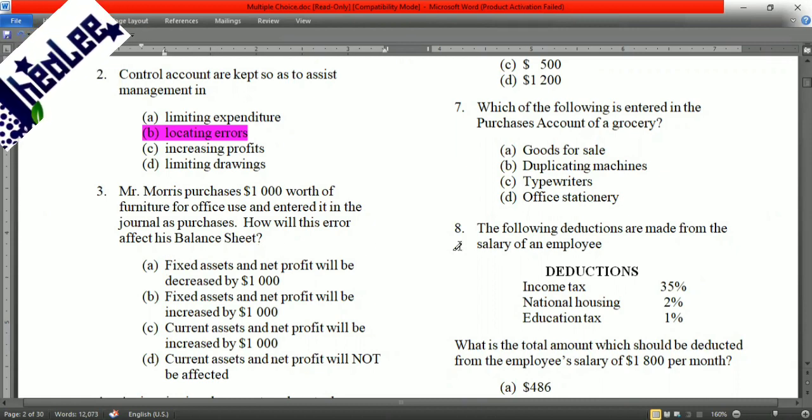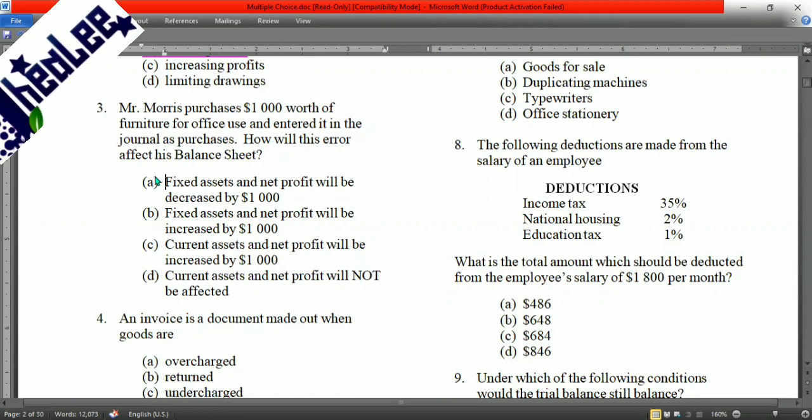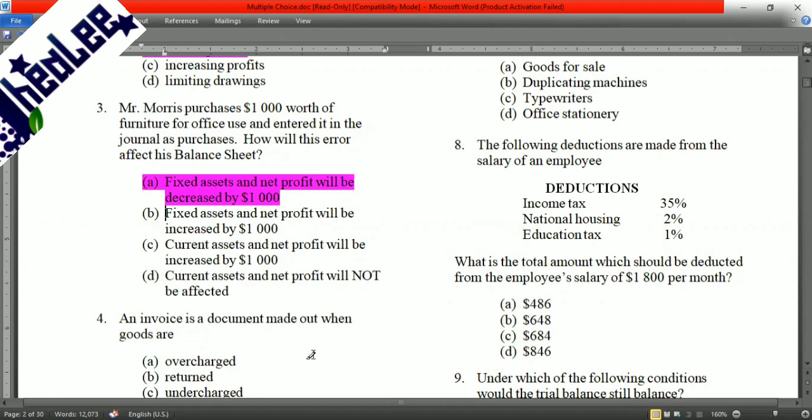So we're looking at what is the effect on the balance sheet. In your balance sheet, we have the fixed asset that is affected and we have the net profit that is affected. But what is the effect? The fixed asset, because it is undercast, the value would be decreased. For the net profit, because the purchases was overstated, this results in an understated value for profit. So therefore, the profit would have been decreased. So our response there is fixed assets and net profit will be decreased by 1,000.